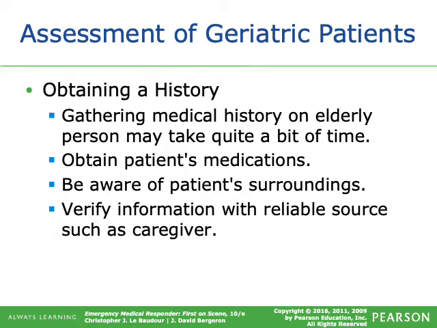All right, obtaining a history. Gathering a medical history on an elderly person may take quite a bit of time. They may have several different medical conditions. They also might have quite a few medications that you have to go through and determine what they're used for. Be aware of the patient's surroundings. Verify information with a reliable source such as a caregiver.